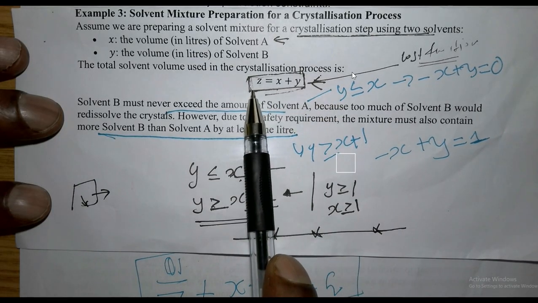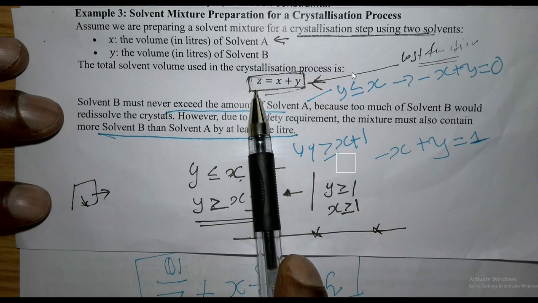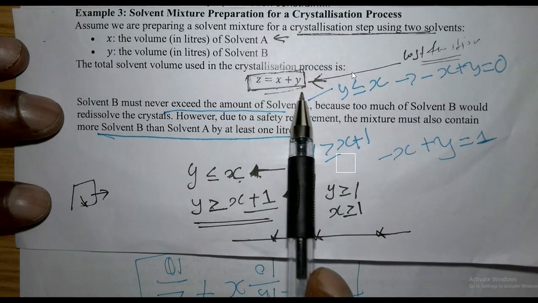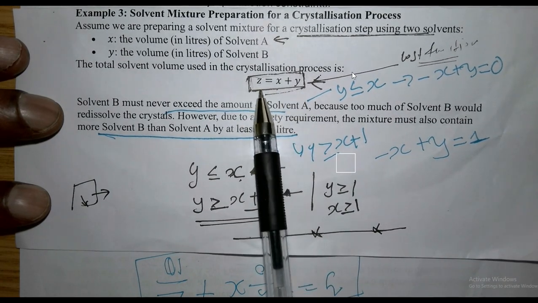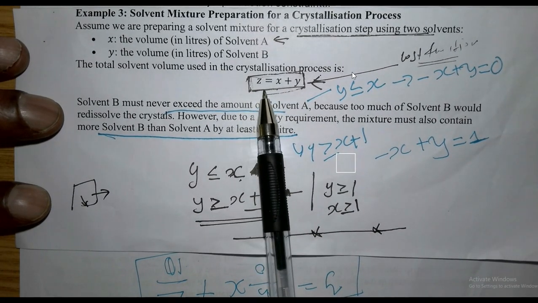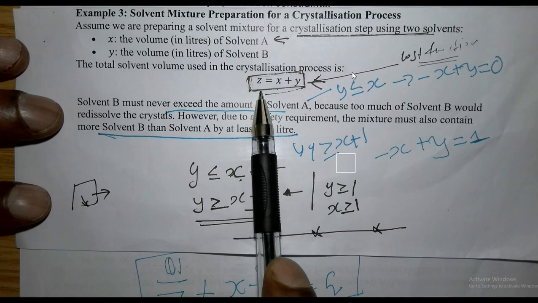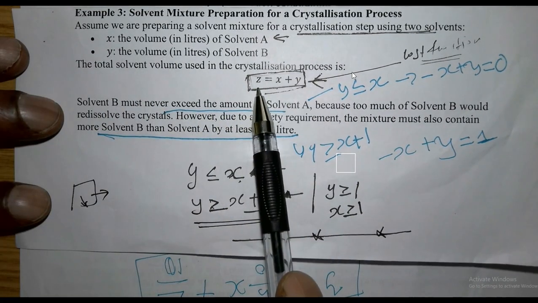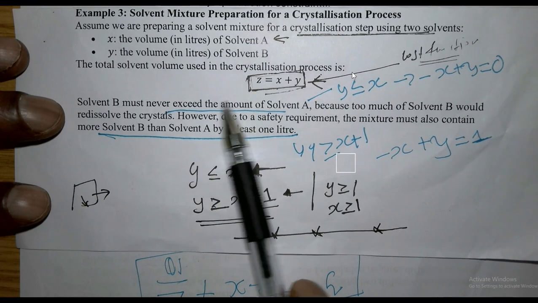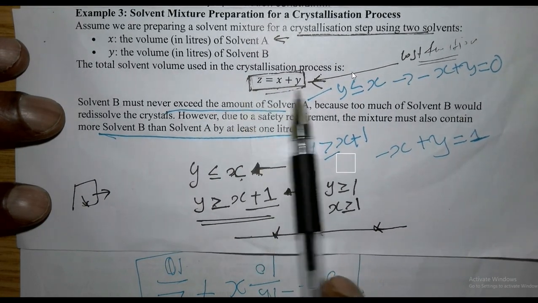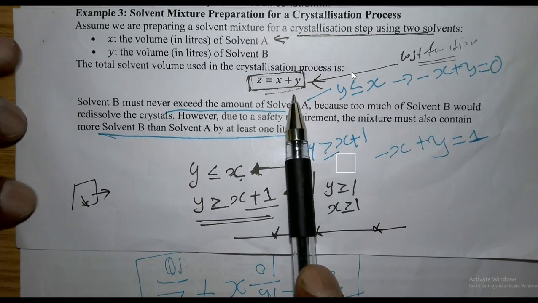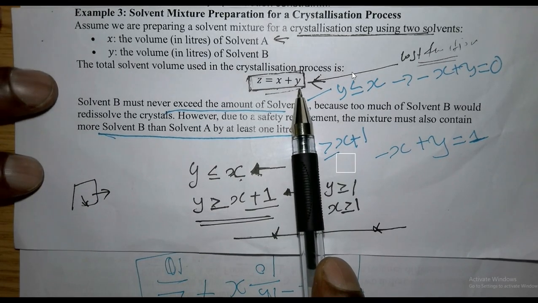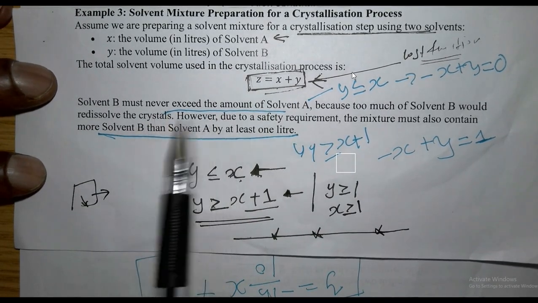It's given by Z is equal to X plus Y, and our intention is to minimize the solvent requirement in order to manufacture a product using the crystallization process. So the cost function is already given, Z is equal to X plus Y, and let's assume we need to minimize this cost function. So that's our objective function at the moment, and there are some constraints.